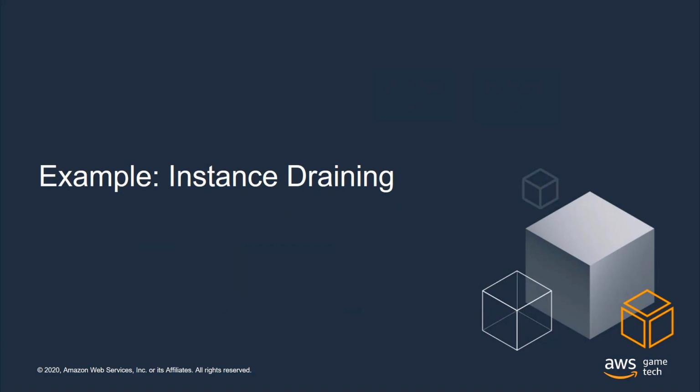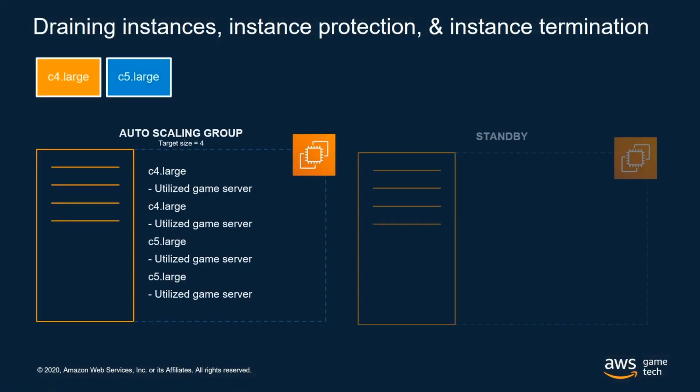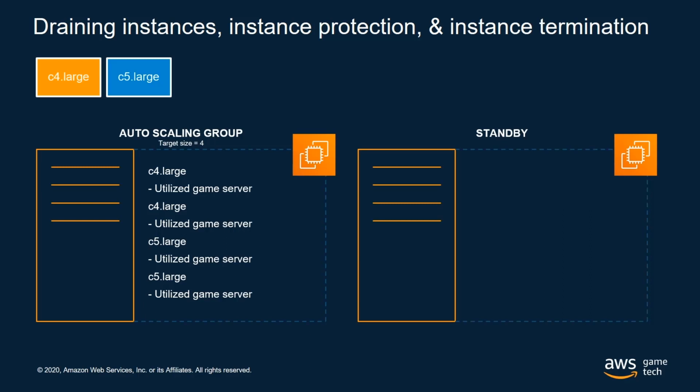Now, as you saw that dance, you're probably thinking, well, if my players are playing games on those instances, how are you making sure to not interrupt them as you're doing all of this balancing? And so that's what we call instance draining. And we'll go through a similar example for that scenario. So very similarly, you've given us 2 instance types, C4 large, C5 large. Your auto-scaling group says it should have 4 instances. You have exactly 4 instances. They're all utilized with game sessions. And so everything's great at this point. Your game's going the way that you want.